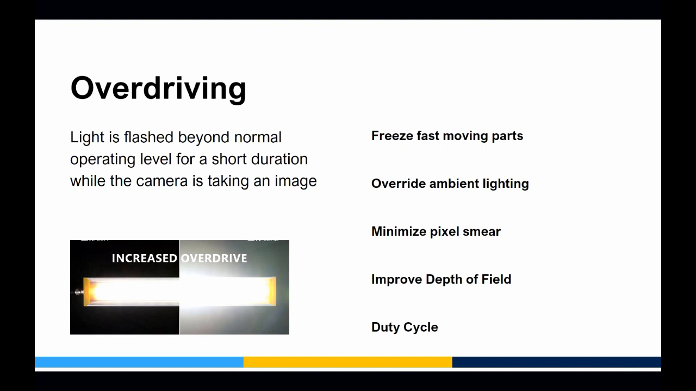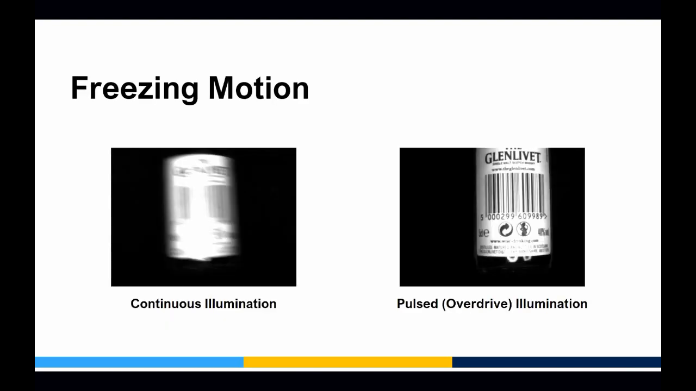You can minimize pixel smear and you can improve your depth of field. So because we're giving this so much light, we can actually reduce the aperture on our lens, and that will allow us to have a better depth of field and get an image where we can get more of it in focus. So when I say freezing fast-moving parts, you can see these pictures here with continuous illumination.